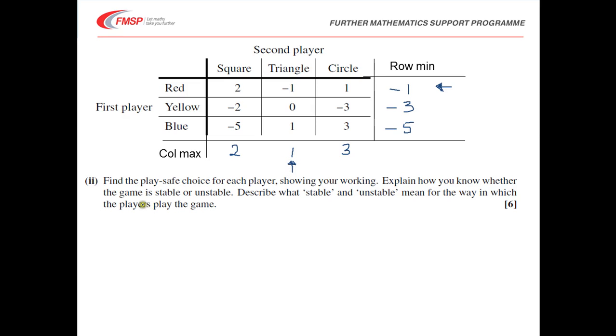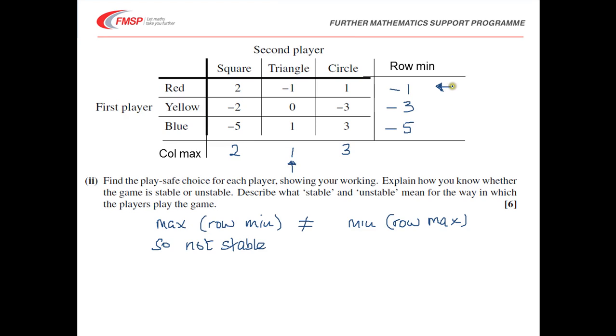So that means that the game is not going to be stable. So the maximum of the row minimum and the minimum of the row max, for a game to be stable, those two have got to be equal, but in our case they are not equal, so the game is not stable. Right? So we want this play safe choice for each player.